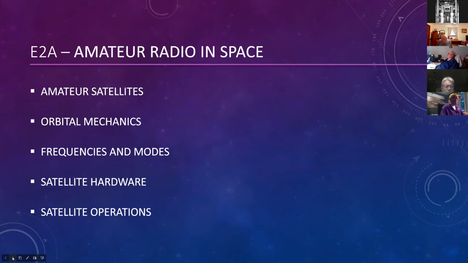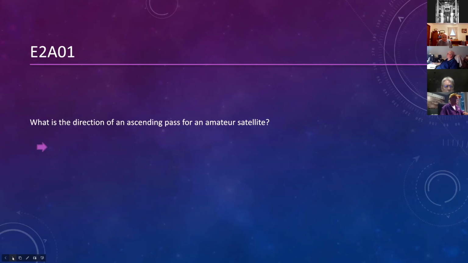All right. First, section A will cover amateur satellites, orbital wear, and satellite operations. So let's get started with question 1. What is the direction of an ascending pass for an amateur satellite? The answer is from south to north, and that makes sense if you look at a map. When you ascend or go up, you're going from south to north.